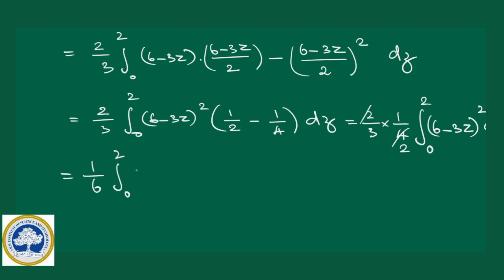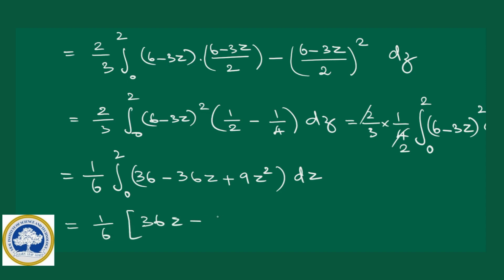Now we have to expand this using the a minus b whole square formula. So 36 minus 2ab, which is again 36 into z, plus 9z square, right? So this is dz. Now we shall integrate. So 1 by 6, 36 into z minus 36 into z square by 2 plus 9 into z cube by 3 over the limit 2, right? So now we can apply the limit here.